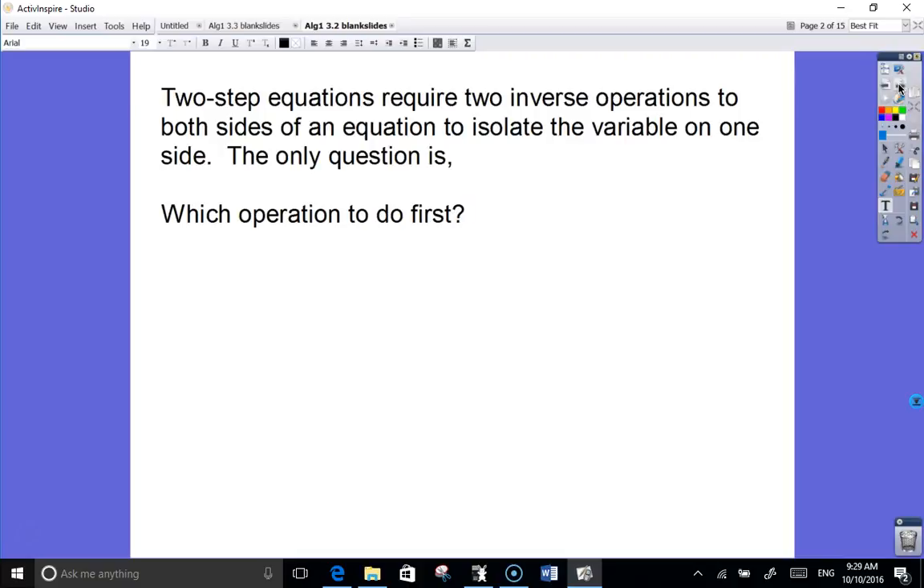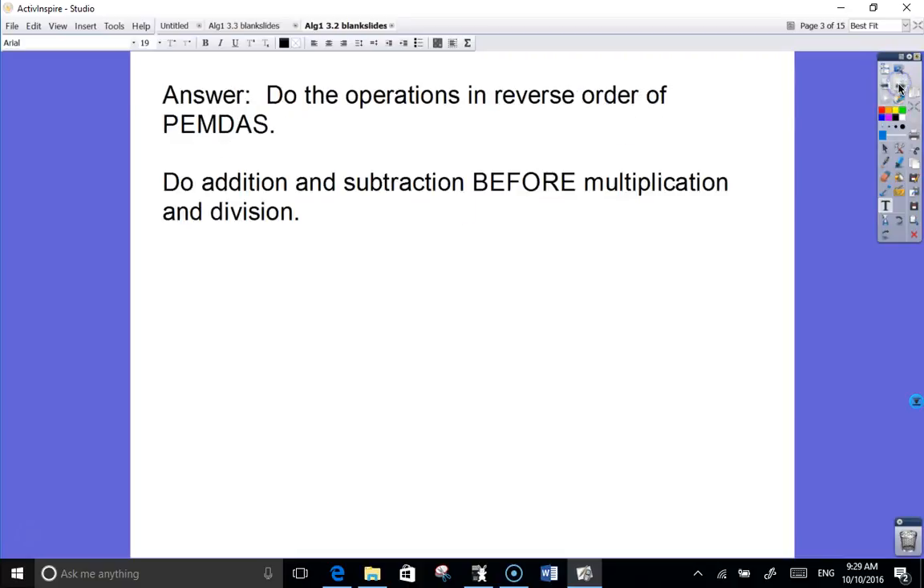Okay. So which operation to do first? The answer is do it in the reverse order of PEMDAS. So in PEMDAS, you do a multiply before you do an add, but in solving equations, you undo the add before you undo the multiply, right? So just think of it like PEMDAS, but it's reversed. So addition and subtraction now come before multiplication and division.